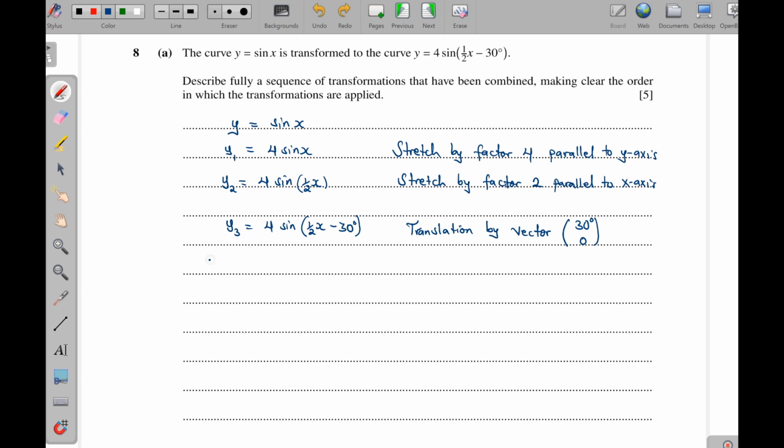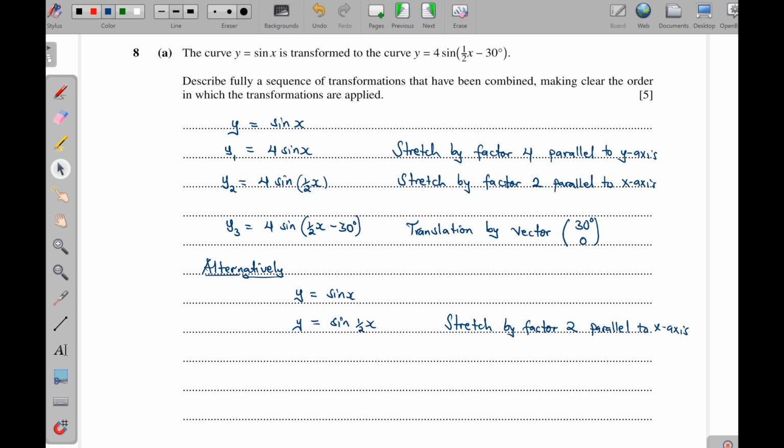Then alternatively, we can have it this way. I can begin, this is my y equals sine x. Then I can start with the stretch on the x here. So y is going to be equal to sine of a half of x. You see, half of x. So this one is going to be the stretch by factor 2 parallel to the x-axis.